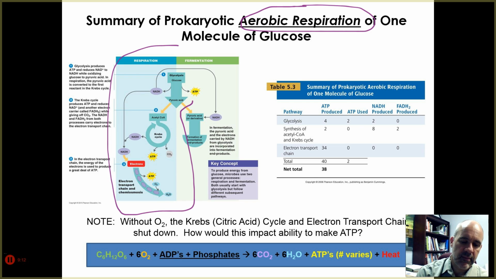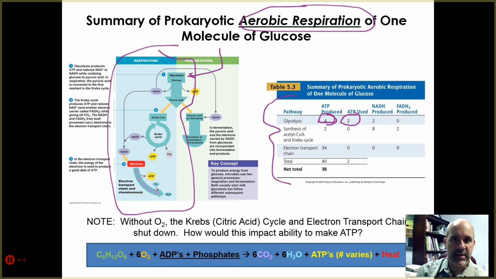All right, so let's take a look at a summary. If we do aerobic respiration, so all of this, starting from one single molecule of glucose, what do we get out of that? We've already talked about how we have three major phases over here. The first one is glycolysis, and for every glucose you're going to make 4 new ATPs, but you use 2 to get the processes started, so it's a net gain of 2. Synthesis of acetyl-CoA, I didn't really go into that, but that's a step that precedes the Krebs cycle. So when you do that, plus the Krebs cycle, 2 new ATPs are made for every glucose that you start off with.